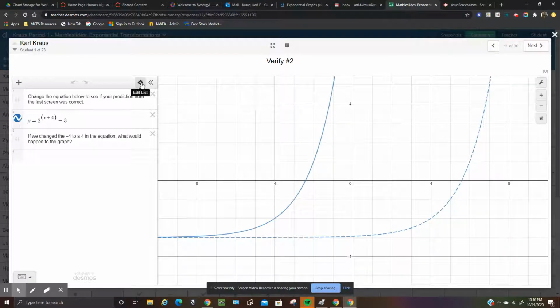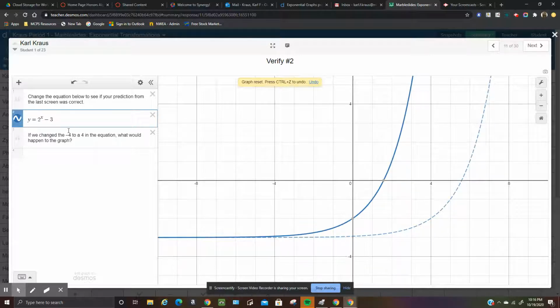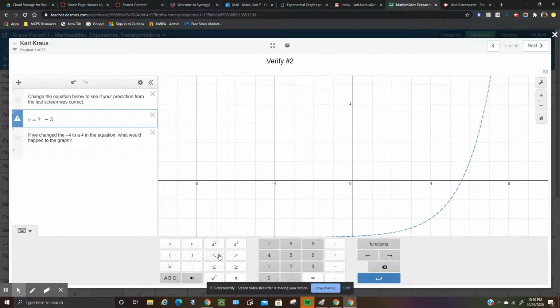And then let me reset this. It was this. They want to make this +4. So I need to get in there, parentheses, x +4.